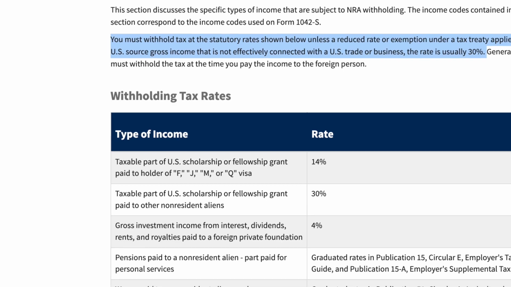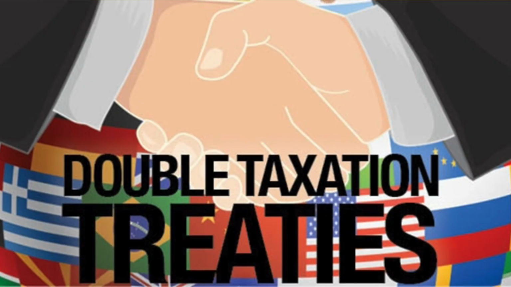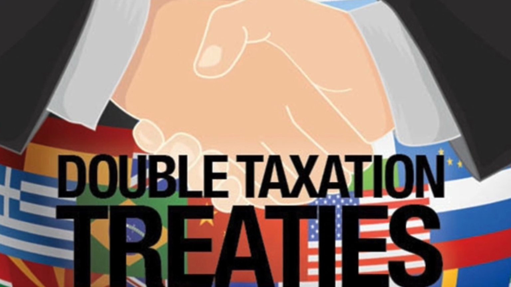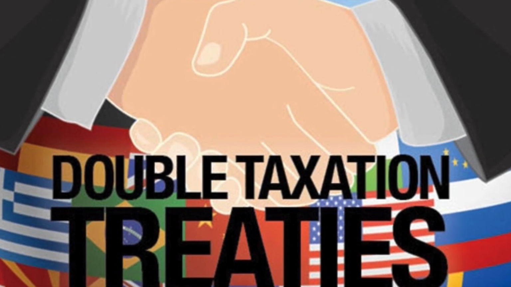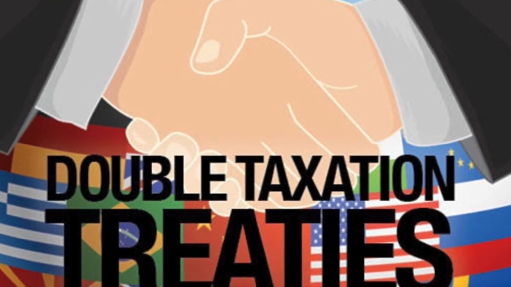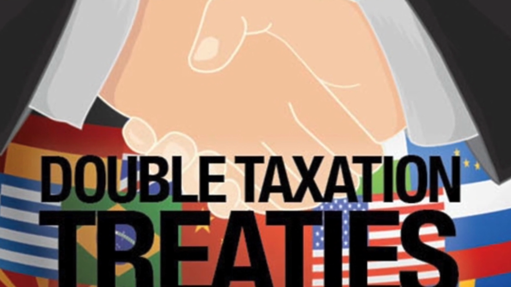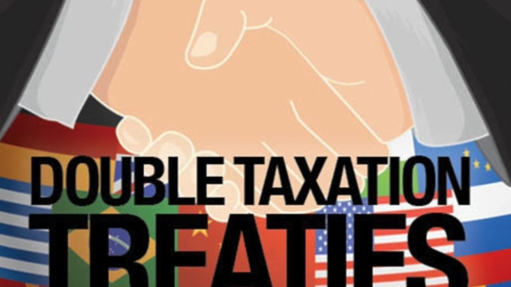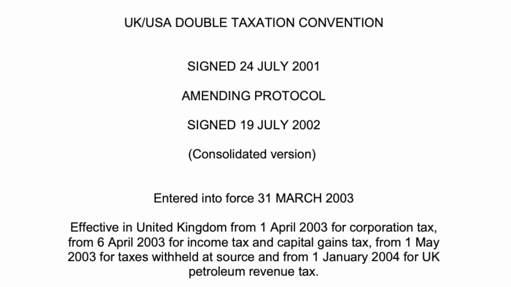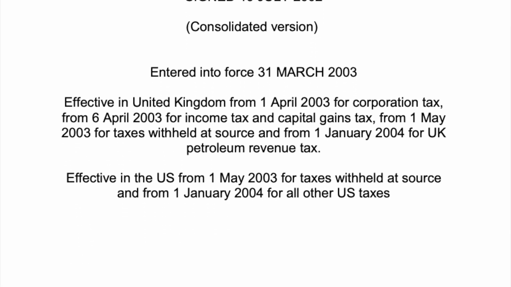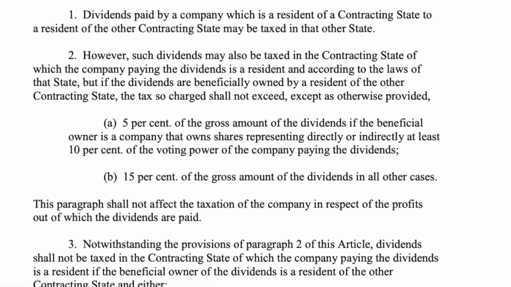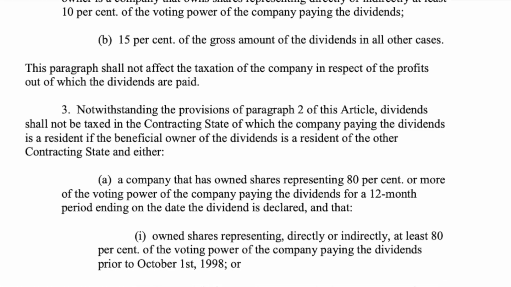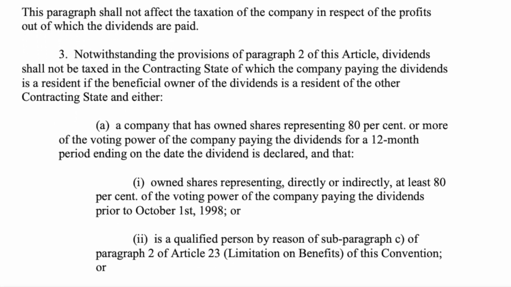However, thankfully the 30% withholding tax does not apply to all foreign entities, because the US has what's known as double tax treaties, which are basically agreements they have with other countries to reduce or eliminate withholding taxes between those countries. In the case of the UK, the US has a double tax treaty which reduces withholding taxes, sometimes to zero, other times to lower rates such as 5 or 15%. It depends on what type of income.